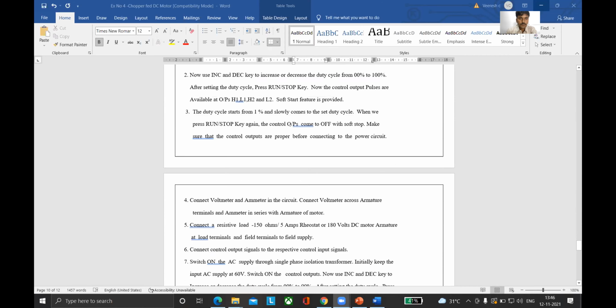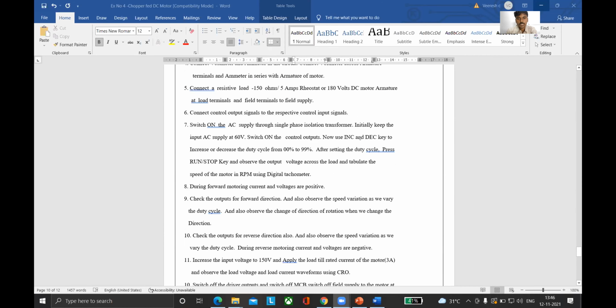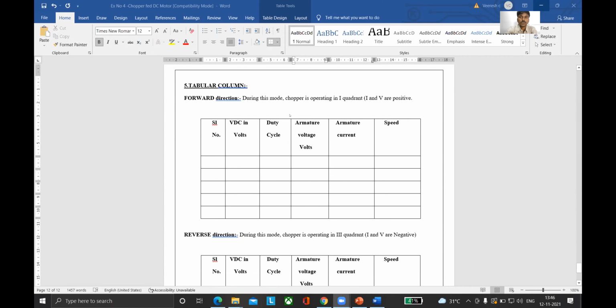So what is the procedure? See here, we have to take two tabular columns. We have to note down the readings in two cases. In the first case, forward direction. In the second case, reverse direction. First, serial number. Input voltage. Input voltage is nothing but the supply. How much voltage is given to the motor terminals? That is the input voltage.